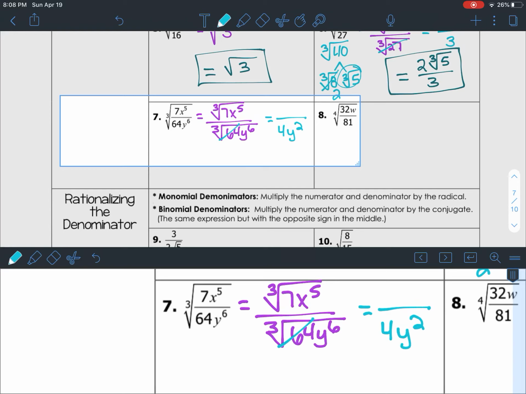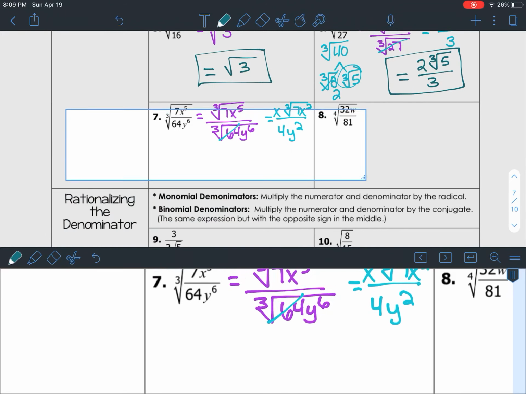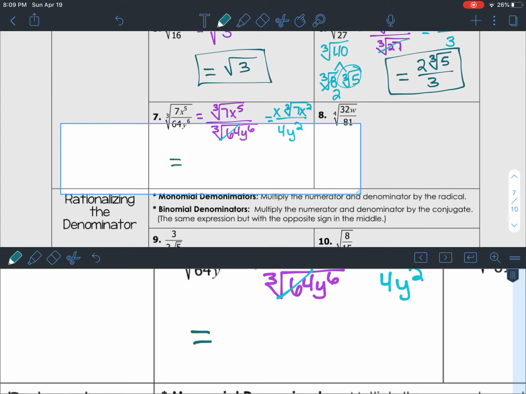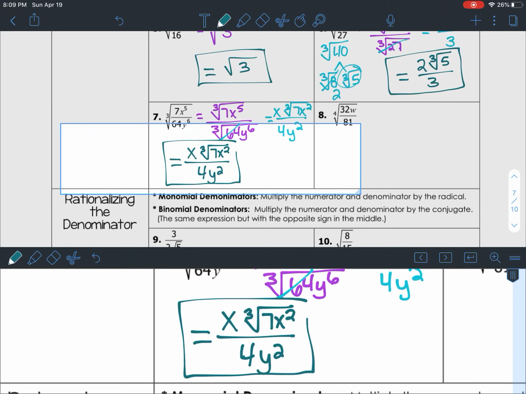And now on the top, there's nothing I can do with the number. So I can change my number so that cubic root of 7 is still going to stay. But then I can look at my variable and think, how many groups of 3 can I put in 5? And my answer is just 1. And I'm going to have 2 left over. The last thing I'm going to do is ask myself if there's any more simplification I can do, which there's not. So my final answer here is going to be x, the cubic root of 7x squared over 4y squared.